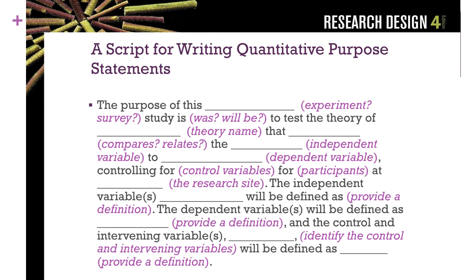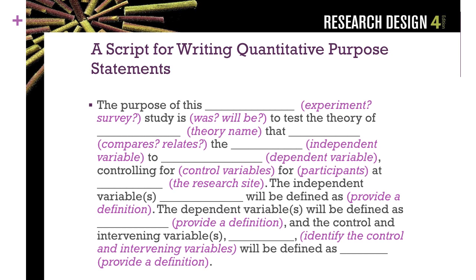various variables. So generally it will go in the direction of the independent variable, what you want to manipulate or your intervention variable, to your outcome variable, which is your dependent variable, controlling for whatever variables. And then again, you would specify the participants at a particular research site.